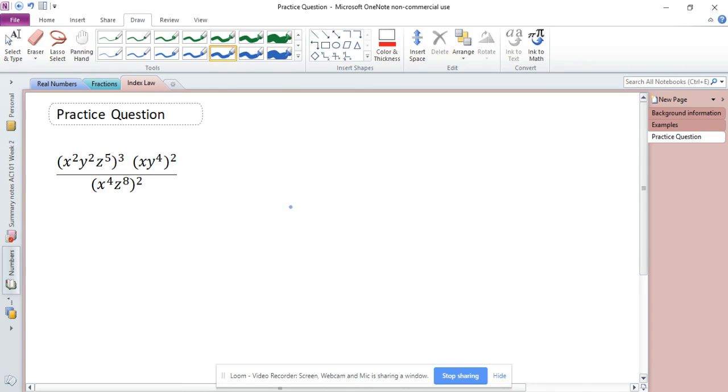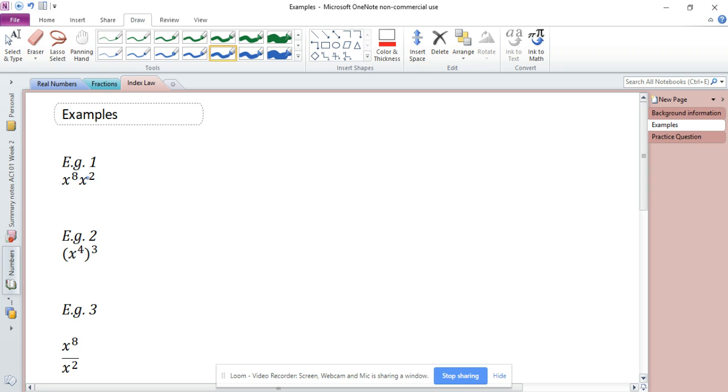Laws of indices, or index laws. The practice question looks pretty complicated, but actually it's not that hard to finish it. Okay, so let me show you some examples about index laws and how to apply the rules.